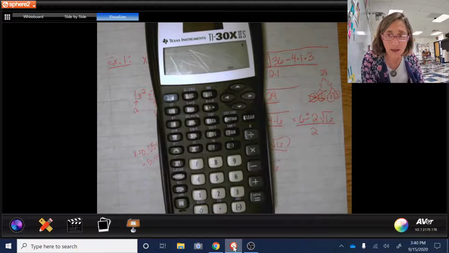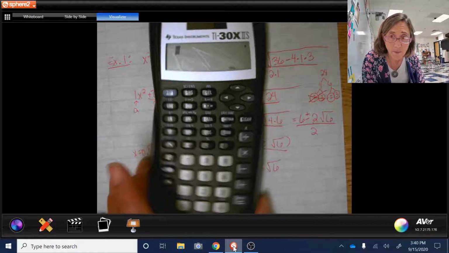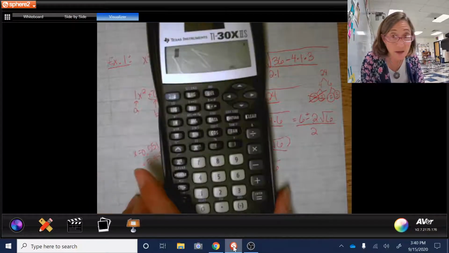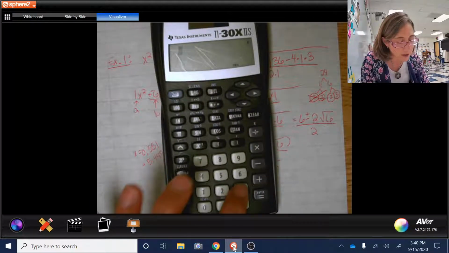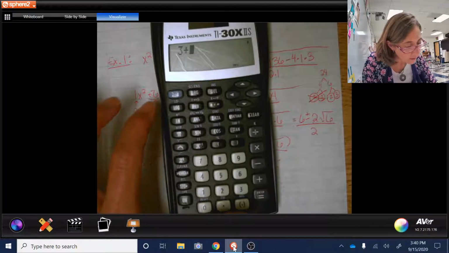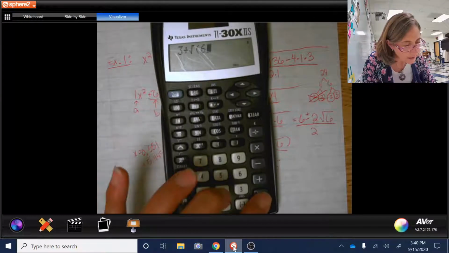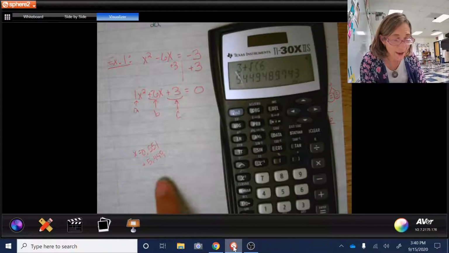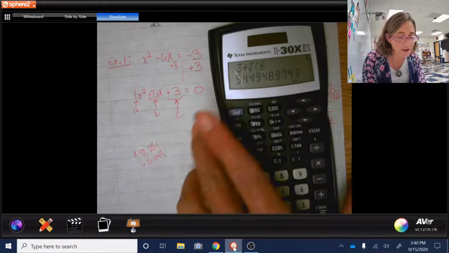Okay, so I'm going to calculate these real quick. If you remember, right here I have 3 plus radical 6 and 3 minus radical 6. So let's see what that comes out to. 3 plus the square root of 6 is 5.449. Hey, look, that matches one solution here.